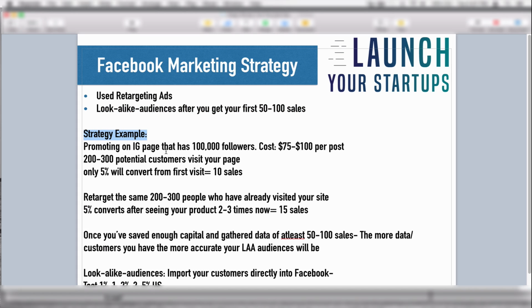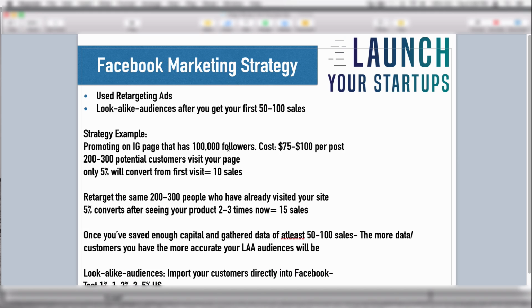So promoting on IG, you want to promote on a page, say for example, that has 100,000 followers. And that will roughly cost about $75 to $100 per post, depending on how you negotiate and the engagement on that page. So this is the cheapest way that you can start, especially if you have less than $500 or less than $1,000 of capital for marketing. This is how you want to start. And then as you gain sales, you reinvest that so then you can start going to Facebook marketing.